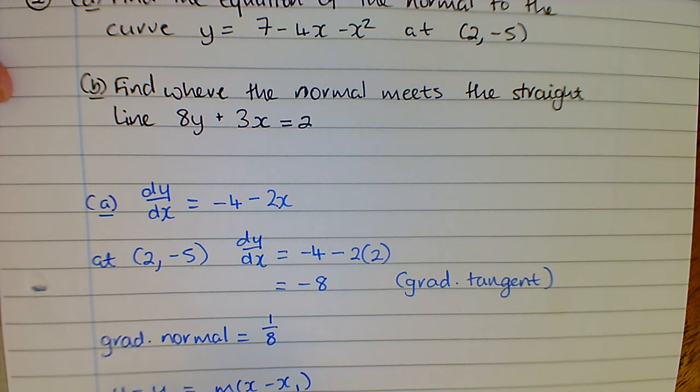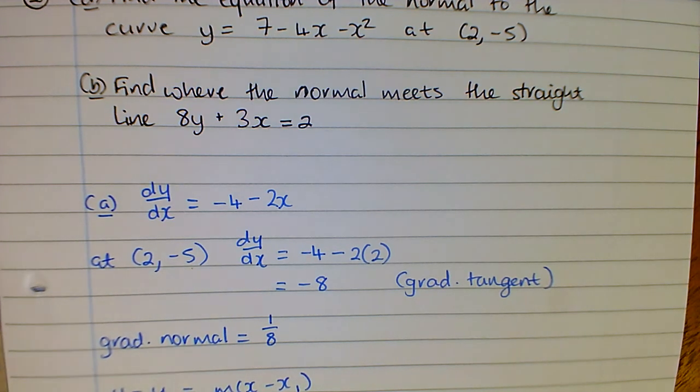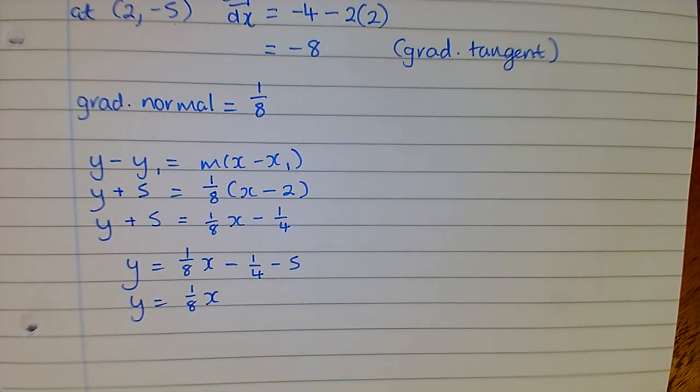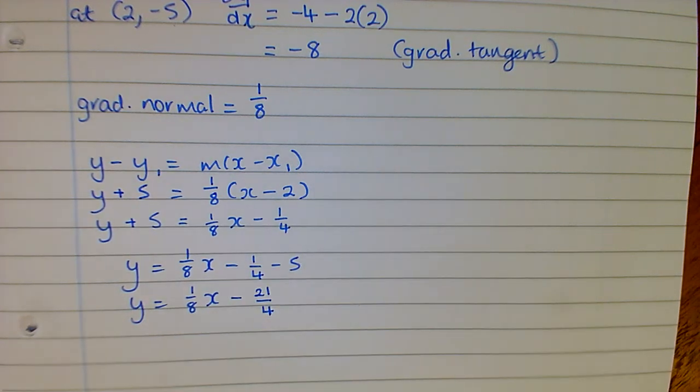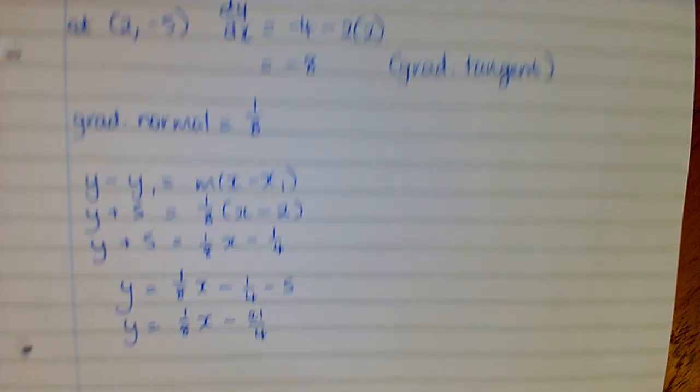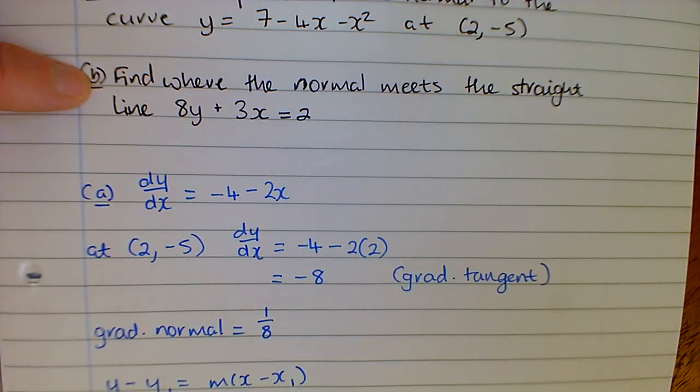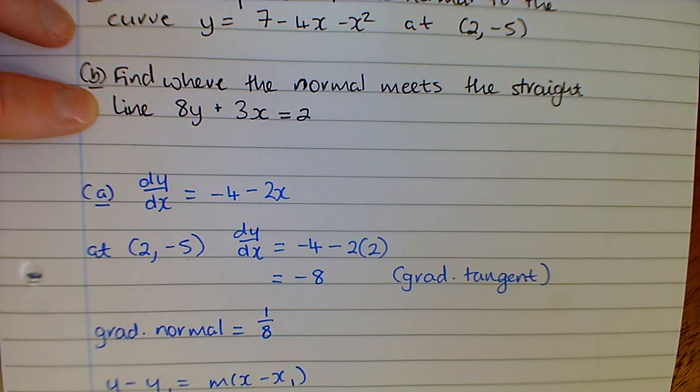Multiply out the bracket. Bring our 5 over and it becomes minus 5. So that gives us y equals an eighth x minus 21 over 4. So that's the equation of the normal.